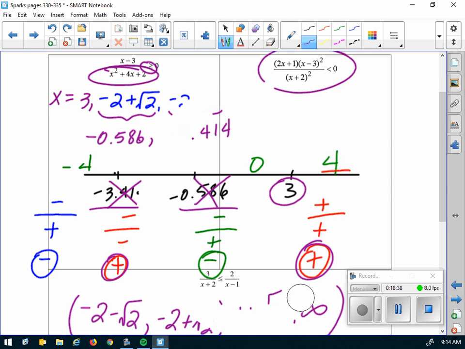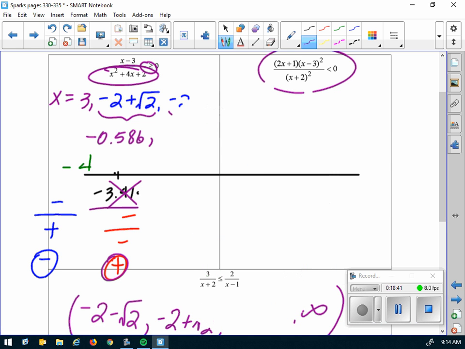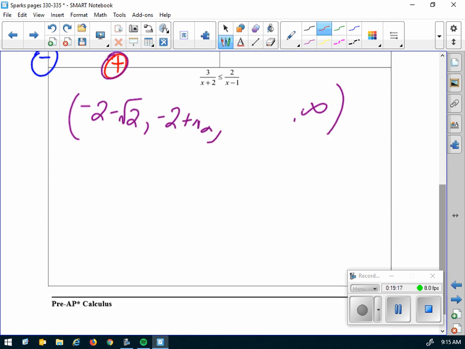So let's talk about answers here. We're looking for less than. So are you going to have any brackets in your answer? No. Graphically, what are you looking for? Below the x-axis. What'd you get? Negative infinity? To where? To where? Is that right? Yes? Yeah? Okay, good. Now we have one more. Did you get it, Dylan? Yeah.